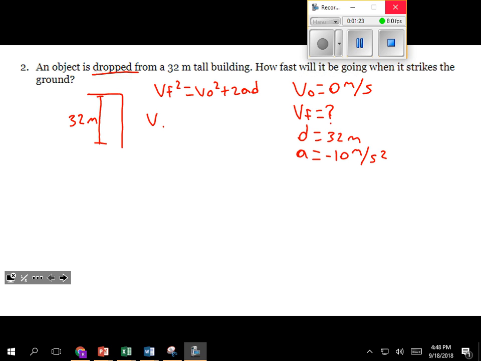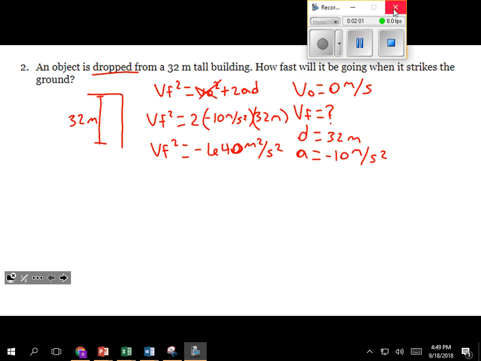So this will be final velocity squared. Initial velocity is 0, so I'll just take it out. Equals 2 multiplied by negative 10 meters per second squared multiplied by 32 meters. Alright. Plug all that in, and you get negative 640. So you said VF squared equals negative 640 meters squared per second squared.